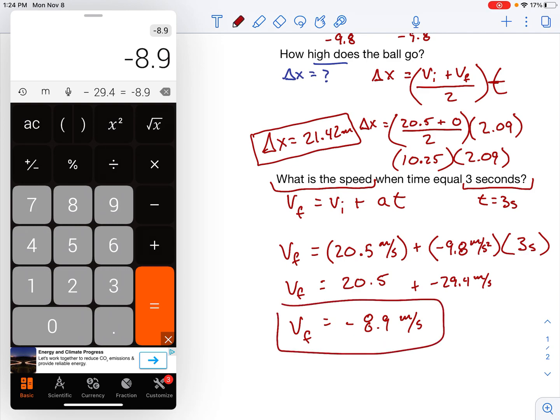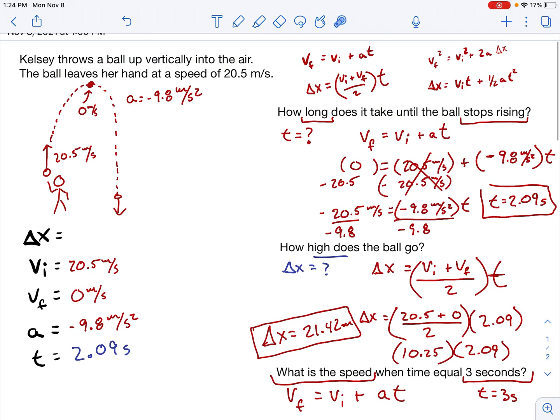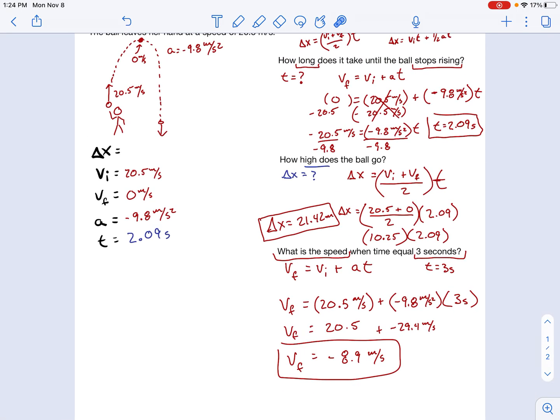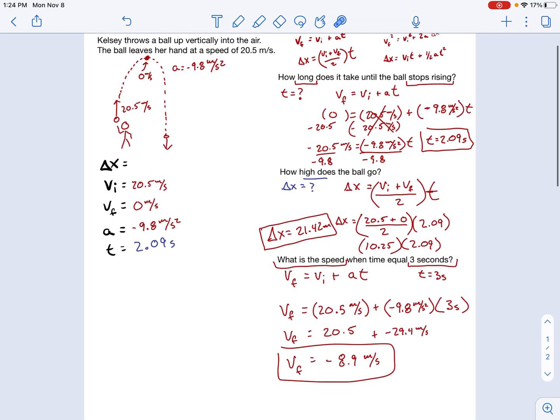8.9, and that tracks with what we've been taking a look at, because the ball had to go up. Took 2 seconds to get up there, and then it's only been falling for just under a second to get back down. And so it makes sense that its speed's going to be a little bit less than the 9.8 that we had. So there you go. That's how you solve problems with kinematics.